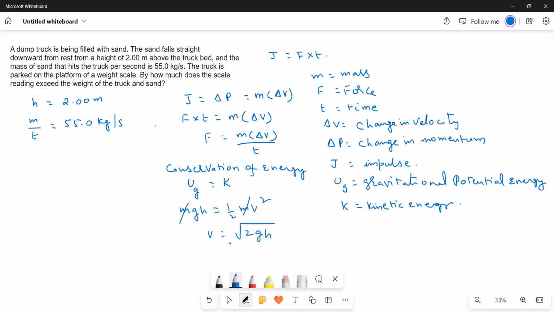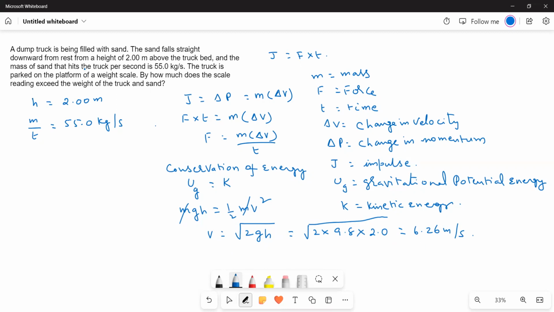Okay, so we will find out the velocity. That is equal to square root of 2 into g, which is 9.8, into height, which is 2 meters. Now what is the value? 39.2, and then square root of 39.2 is 6.26 meters per second.